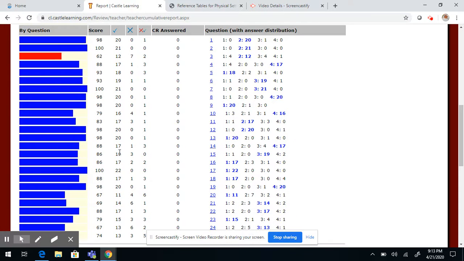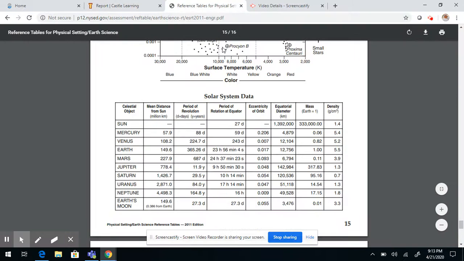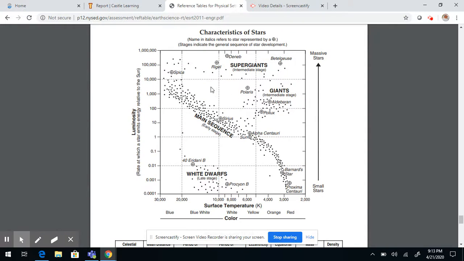So we're going to go down over here to number 2. So compared to the other groups of stars, the group that has a relatively low luminosity and low surface temperature is the what? Reference tables, page 15 again. We're going to go up to this guy, right? And we're going to say, all right, well, luminosity is low. It's got to be down here. It's got to have low temperature.